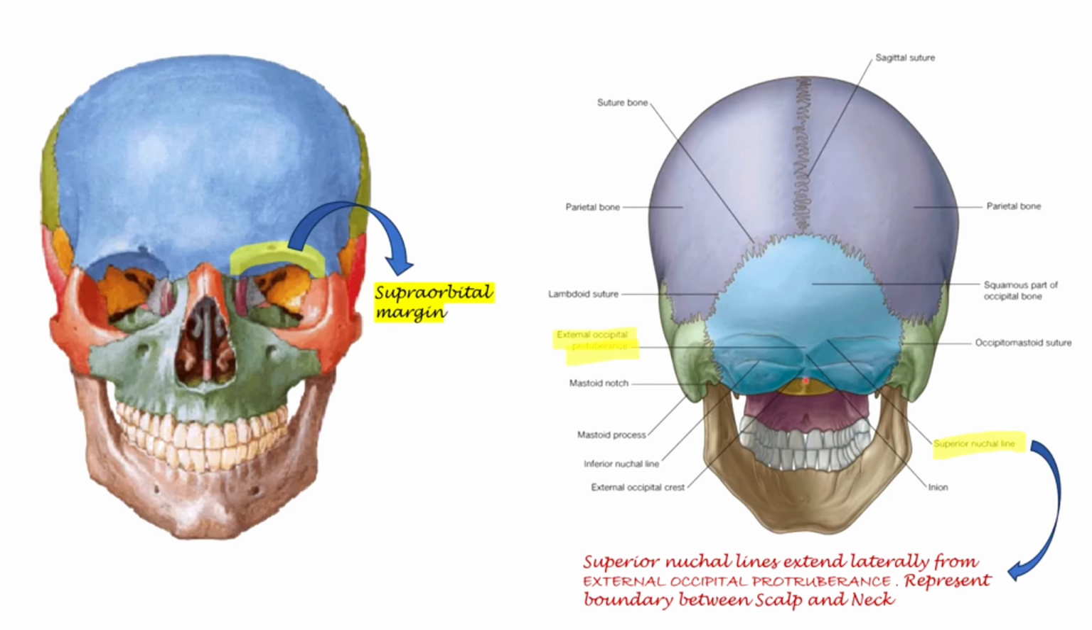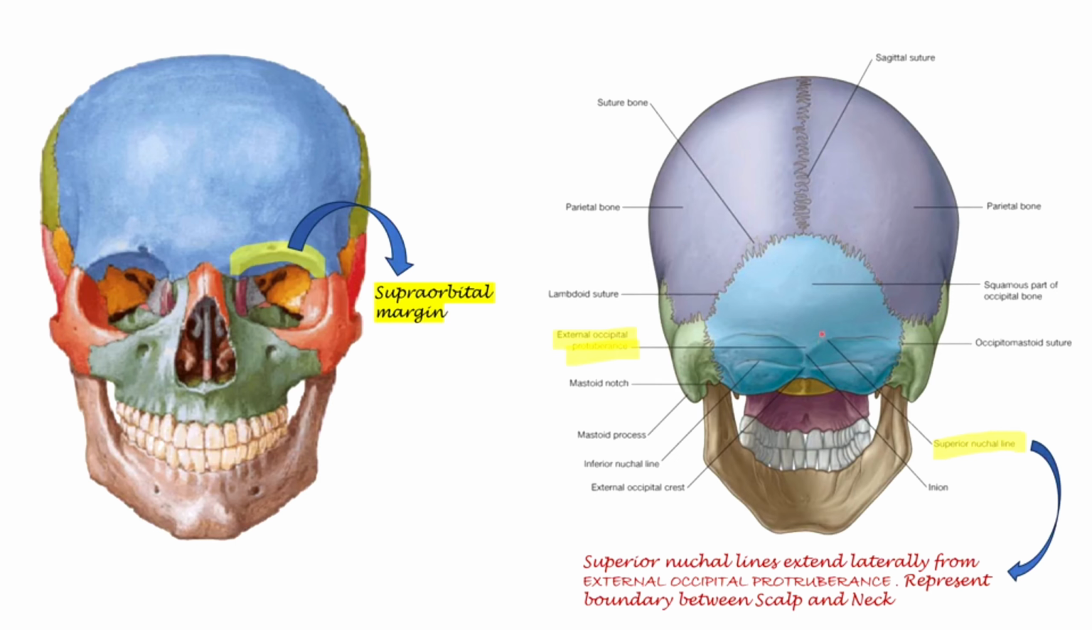This is the external occipital protuberance. The superior nuchal lines extend laterally from the external occipital protuberance. These lines represent the boundary between scalp and the neck. There are highest nuchal lines present above the superior nuchal lines, but this is not a constant finding.